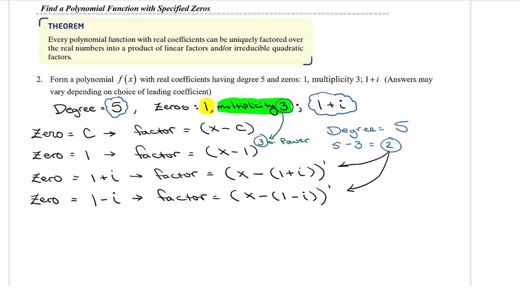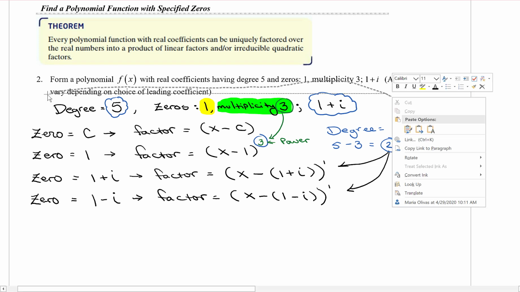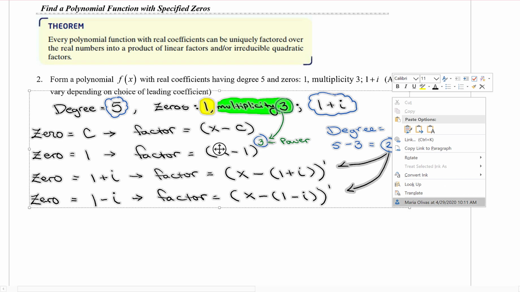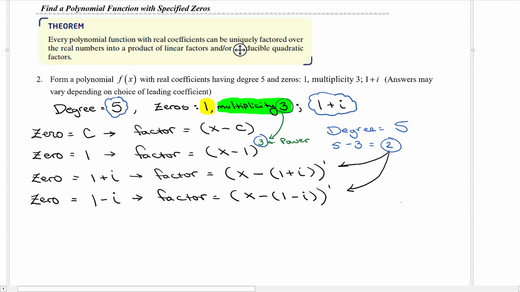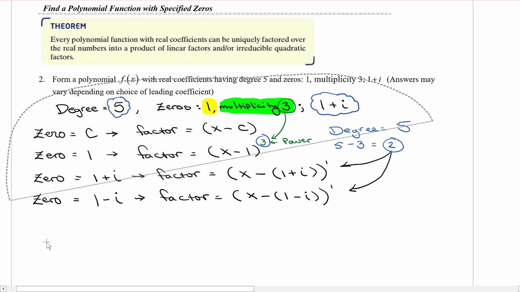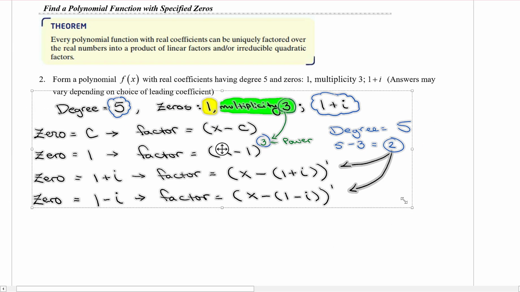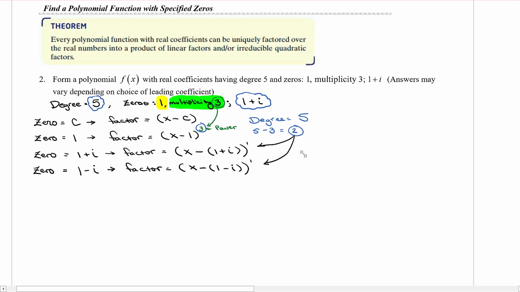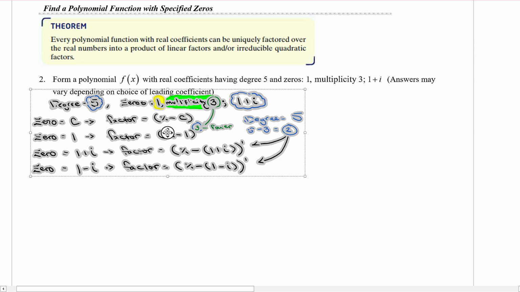Now, I have found all the factors of this polynomial, but it wants the polynomial with real coefficients. What does that mean I have to do? That means I'm going to have to take all of these factors and multiply them and simplify it all out. That's what it means, okay? It's a little bit of work, but we can do it.